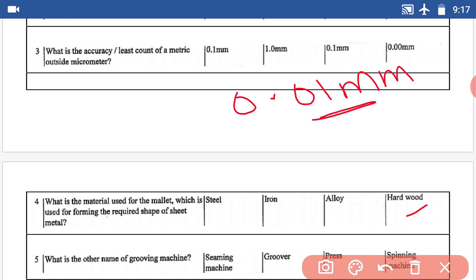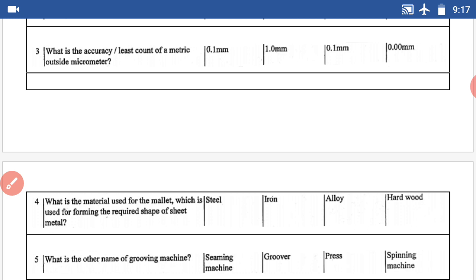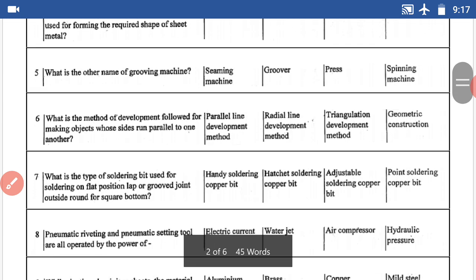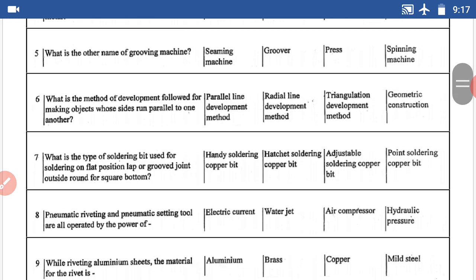Question number 5. What is the other name of the screwing machine? The answer is seaming machine. The other name is seaming machine. Answer A is the correct answer.